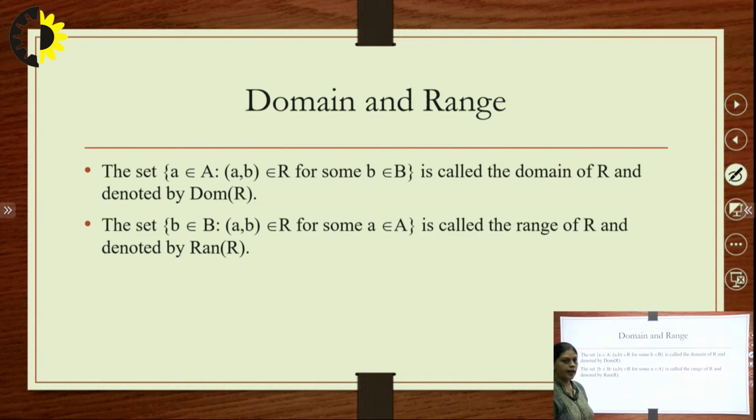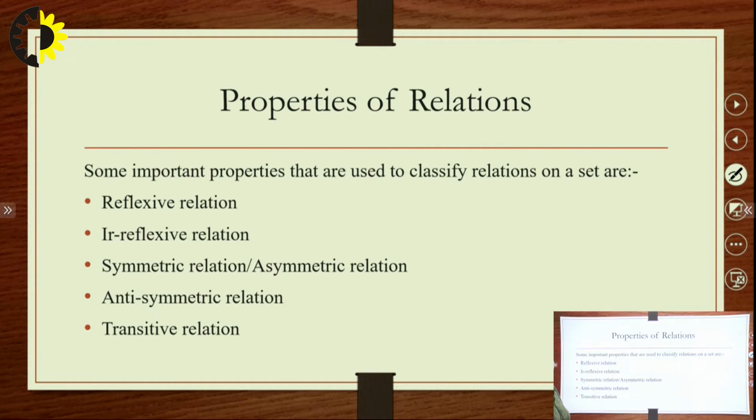Now, what is a domain and a range? The domain is the set of all a belonging to A such that (a, b) belongs to R for some b belonging to set B, and this is denoted by DOM R. The set of all b belonging to set B such that (a, b) belongs to R for some a belonging to set A is called the range of R and is denoted by RAN R. The various properties which we study in relations are reflexive relation, irreflexive, symmetric, antisymmetric relation and transitive relation.